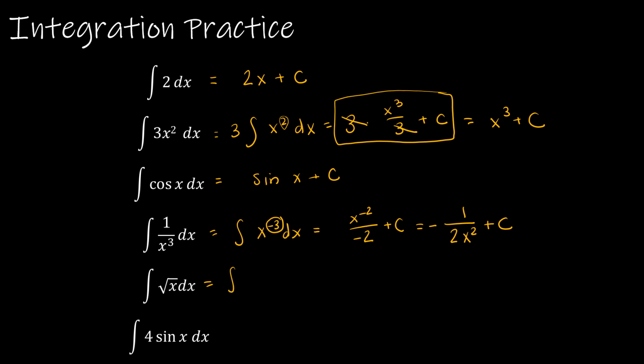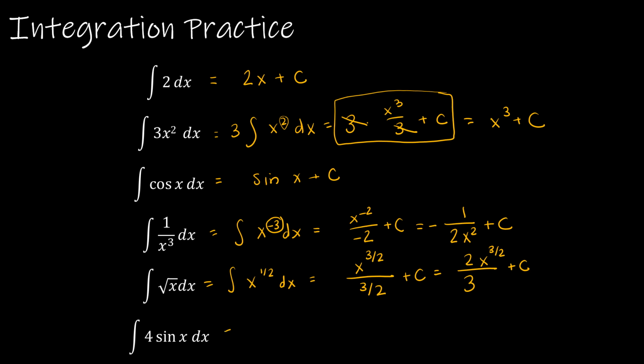And now, same thing for radical x. I'm going to rewrite that as x to the 1/2 dx. So now I'm going to use the power rule that says x to the 1/2 plus 1, which is 3/2, divided by 3/2. And that's going to give me 2/3, because I'm dividing by 3/2, so I'm multiplying by 2/3, and then x to the 3/2 plus c.